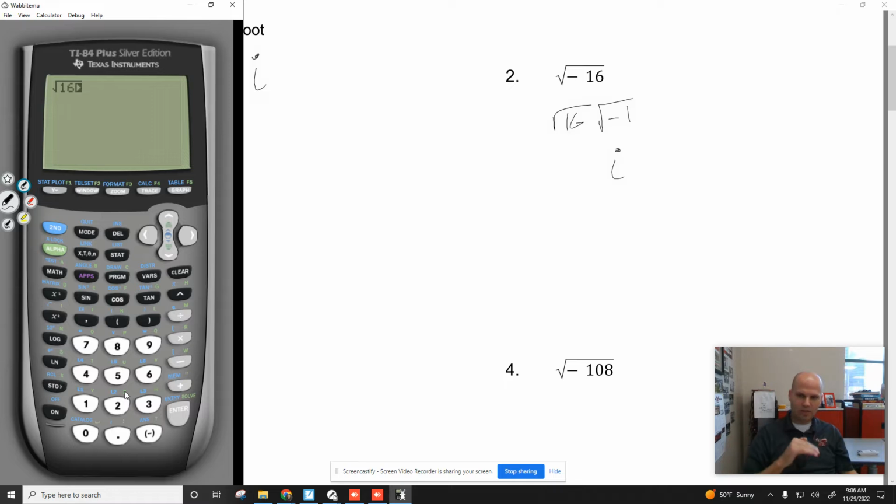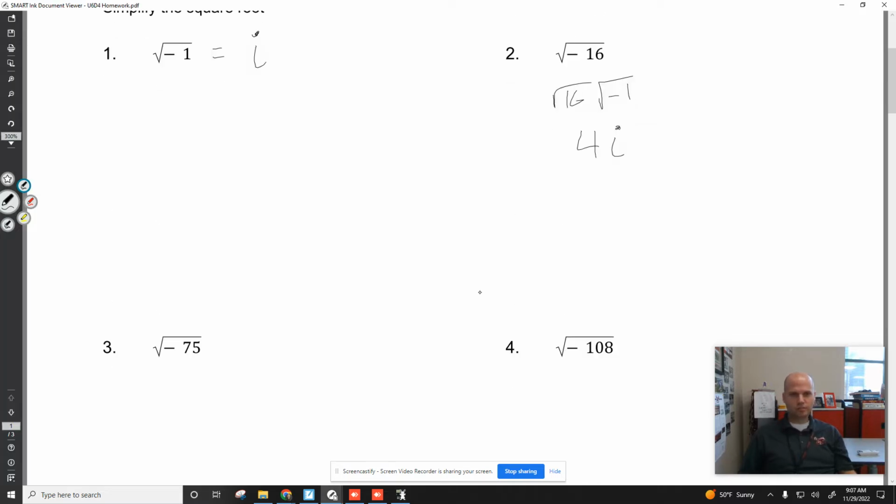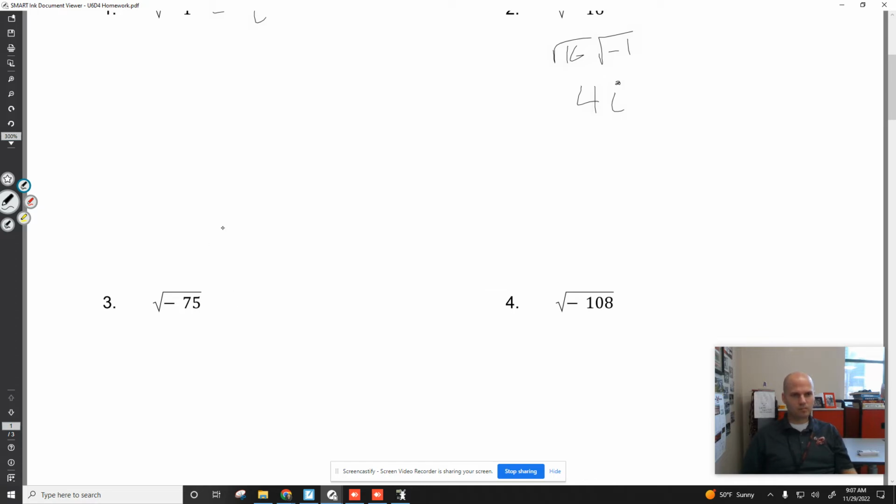I feel like we should have a flow chart for simplifying where it's like, is it a perfect square? Good, you're done. Is it not a perfect square? No. Can you divide the number inside by a perfect square? Let's remember all of our perfect squares. I'll put them down here.